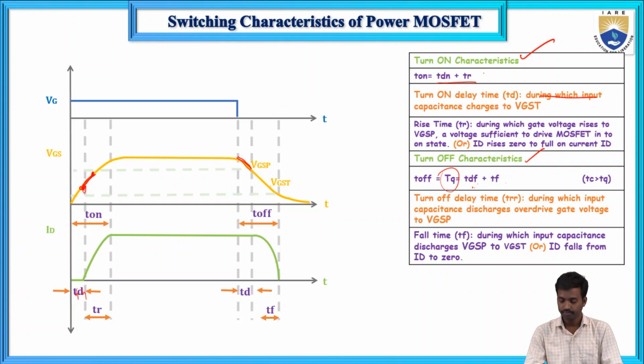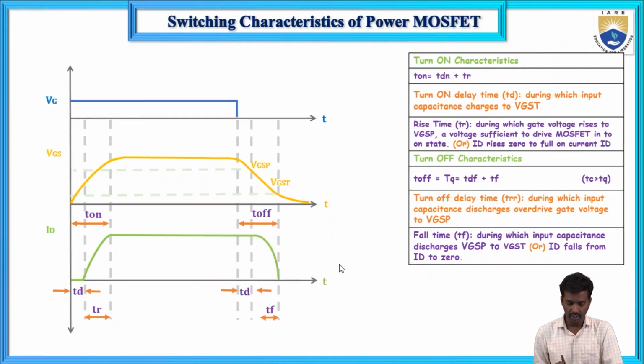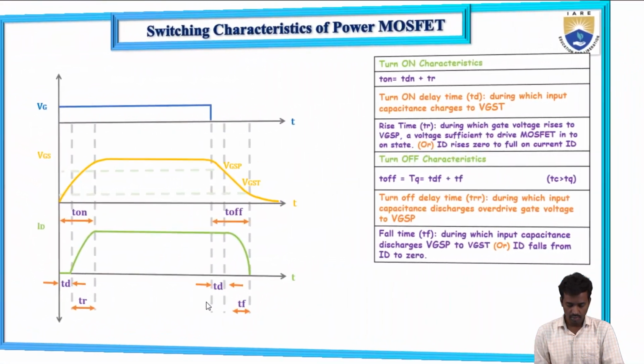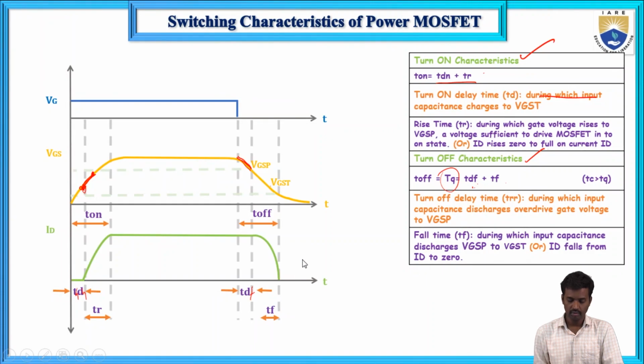Next, what about the fall time? During the fall time the input capacitance discharges from VGSP to VGST. In another way we can define it as ID falling to 0. The fall time plus the turn off delay time is the turn off time. This device turn off time is always less than the circuit turn off time. These are the switching characteristics.